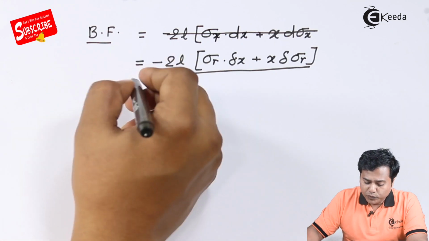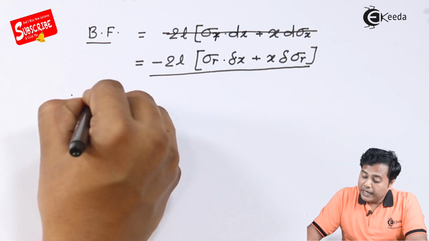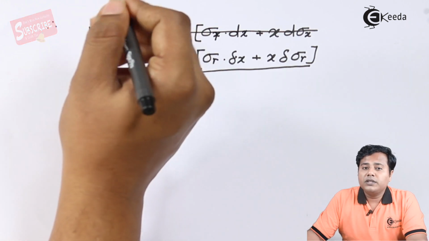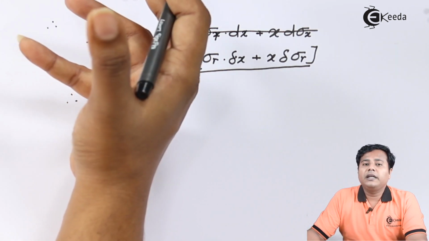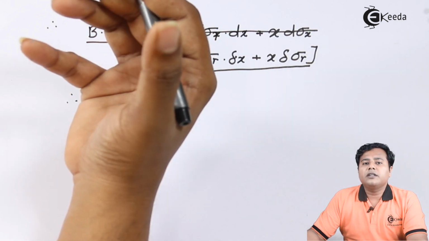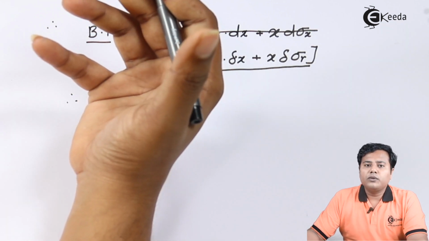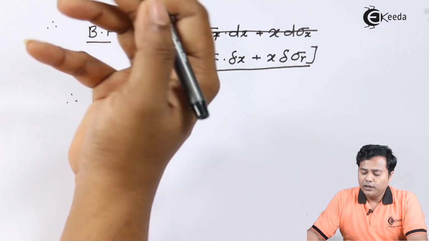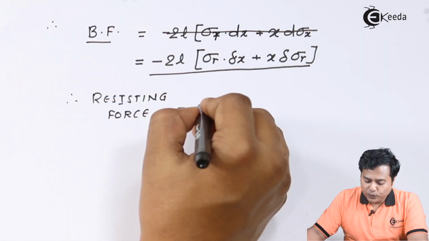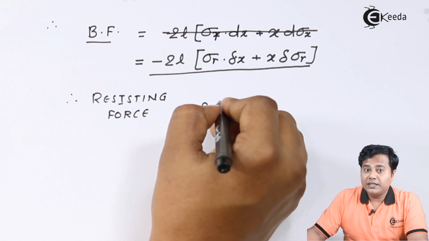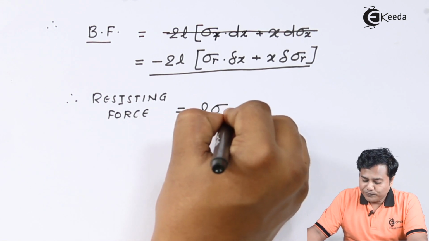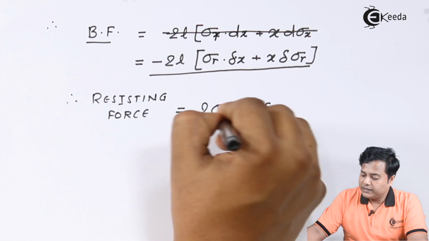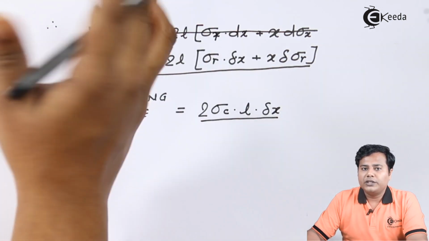With this, when I move ahead, I'll get the resisting force. Now we know that the force induced inside the material resists the change. Here the change is occurring because of the bursting force. So the bursting force will experience a resistance given by the material. That resisting force we know is 2 times the circumferential stress into the length into delta x. Why 2? Because we have got two sides on it.